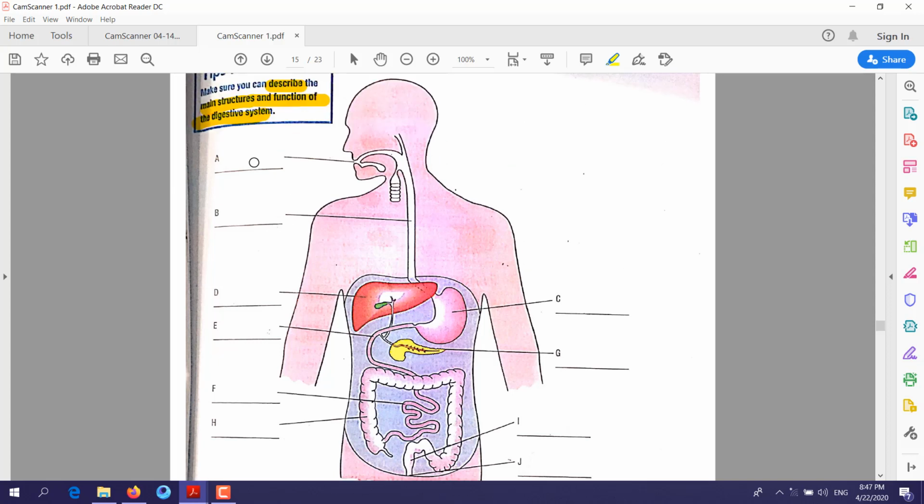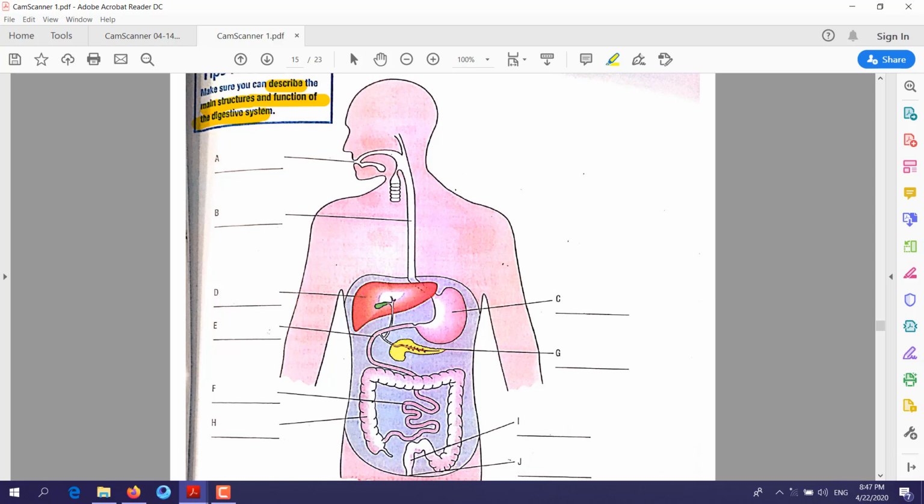For example, the first one, A. Which part is it? It's this one. Here, the answer is mouth. What is the function of the mouth? The function of the mouth is to break the food mechanically. So here it's for chewing.